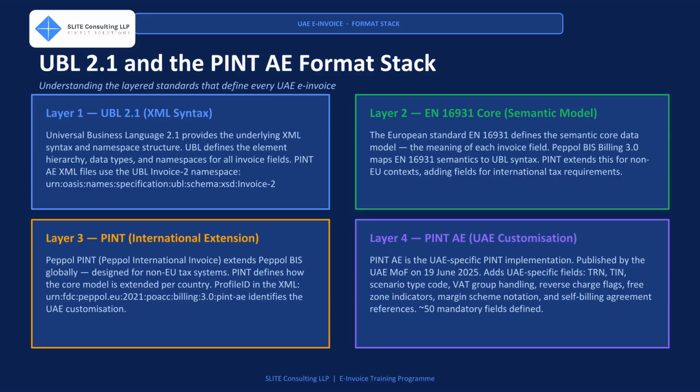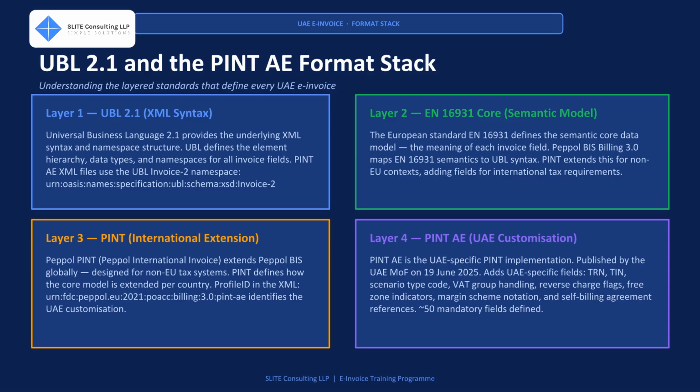PINT-AE didn't appear out of nowhere. It sits on top of 3 earlier layers. Layer 1 is UBL 2.1, the Universal Business Language Standard from Oasis. That's the XML syntax and the namespace tree. Layer 2 is the European EN 16931 semantic core, the meaning of each field, independent of syntax. Layer 3 is PEPPOL PINT, the international extension that adapts PEPPOL BIS for non-EU jurisdictions.